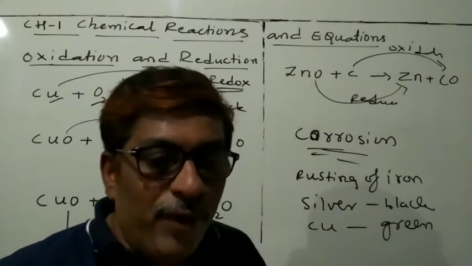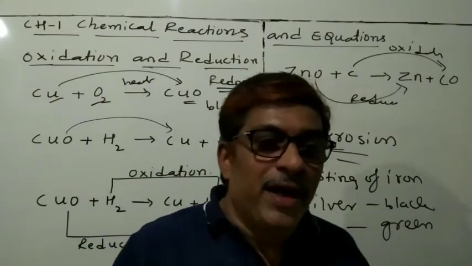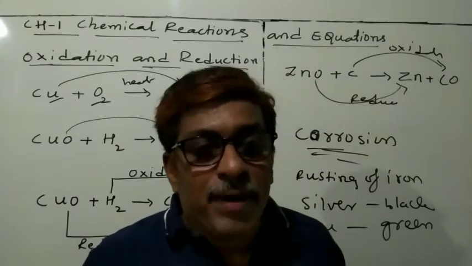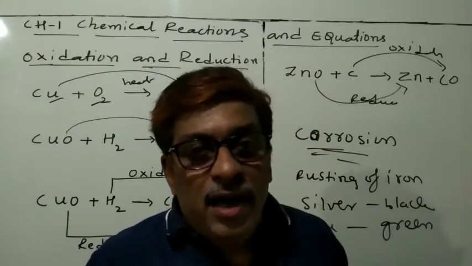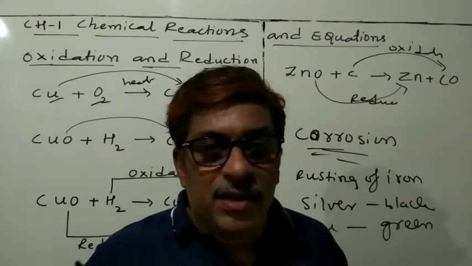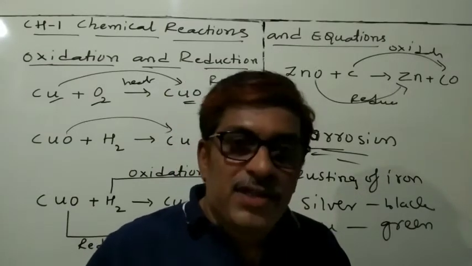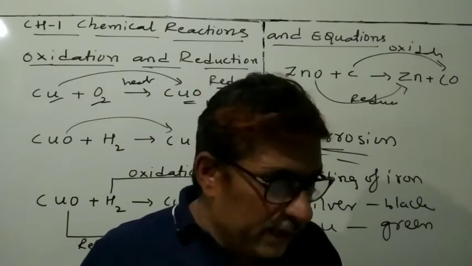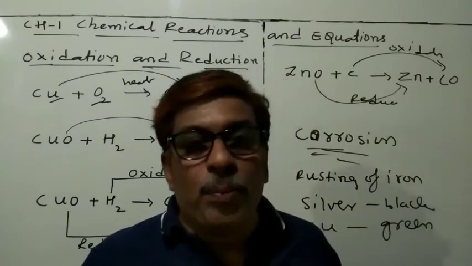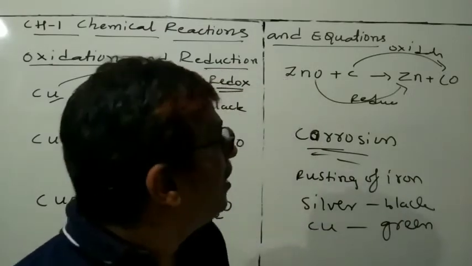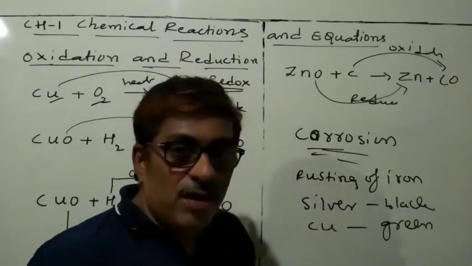And how can it be prevented? By painting, by oiling, and by greasing, or you can say the grease method. Oil will be added, as well as electroplating. Like this, you can reduce corrosion.